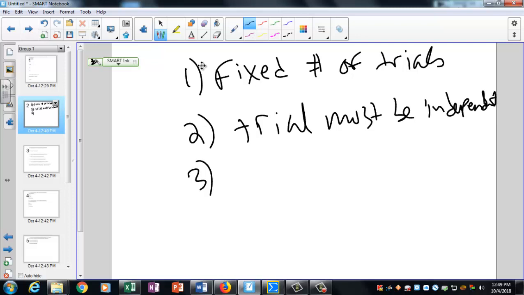Number 3, the projector better not turn off. I'm sorry. I'm trying. Number 3, don't forget what I was saying. Probability must remain constant.